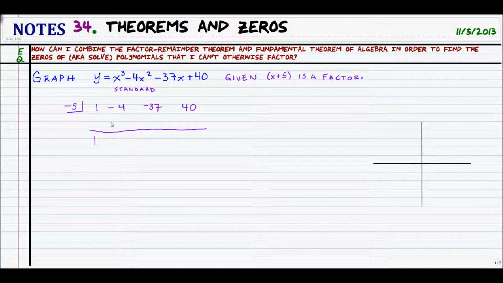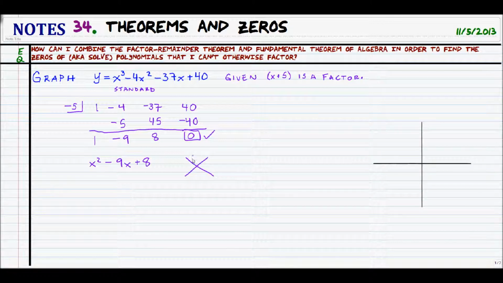So bring down the 1, negative 5, negative 9, 45, 8, negative 40. We got remainder 0, which is good because it's not a factor if it's not remainder 0. We're kind of stuck there. As far as our quotient, we end up with x squared minus 9x plus 8. And then this is what we need to factor in order to see all of the individual factors for this polynomial so that we can graph it.